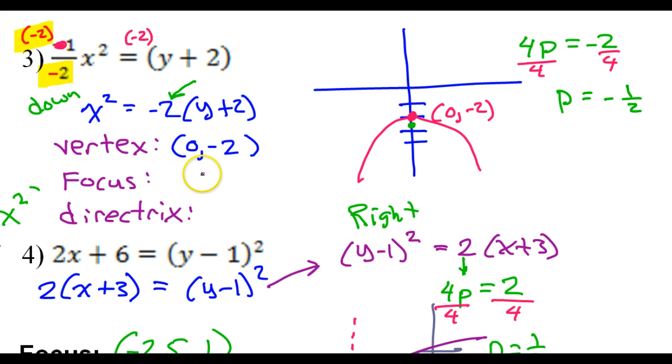So the coordinates of that would be, it's still on the y-axis, so it's going to be (0, comma. The vertex was at -2, so this must be -2.5.